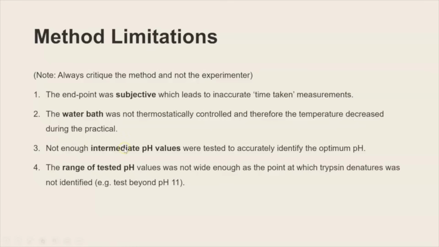There weren't enough intermediate pHs tested. We've talked about that quite a bit already. It meant that we weren't able to accurately identify the optimum. But also the range wasn't wide enough because we weren't able to identify at which alkaline pH the enzyme denatured. So we should test more pHs beyond pH 11.